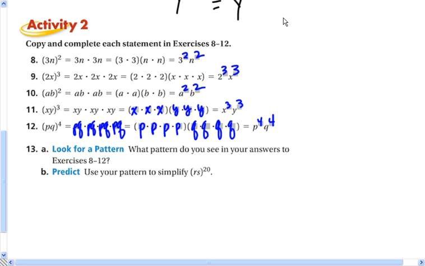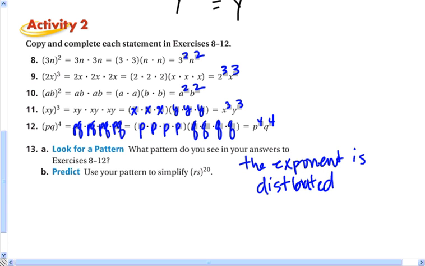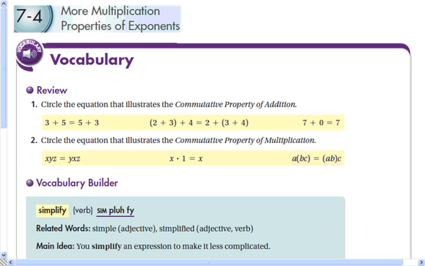All right, what you should have noticed here is that the exponent is distributed to all the parts inside the parentheses. So let's just say the exponent is distributed. And so if we want to simplify this, in other words, get rid of the parentheses, then we have to do r to the 20th times s to the 20th. All right. So go ahead and do this review. Check back with your answers.